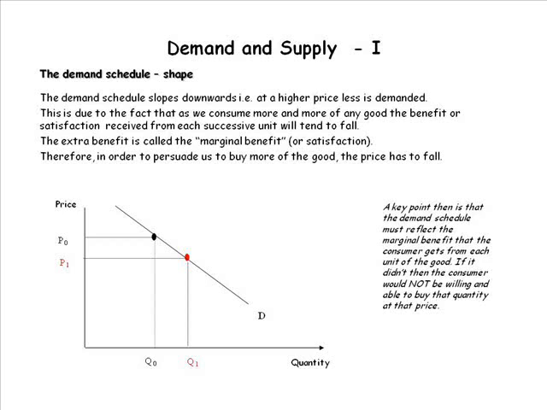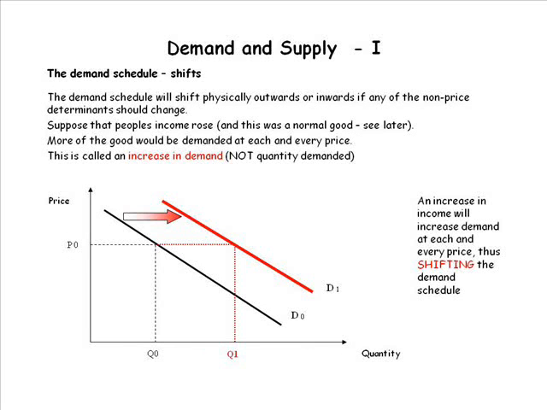Now, therefore, because that marginal benefit falls as we consume more, as quantity goes up, we have to have a lower price in order to persuade us to buy more of the good. We're now going to look at what happens to the demand schedule when some of the non-price determinants change. What's going to happen each time is that the demand curve is going to physically shift, and one of the tasks you're going to be asked to do is to determine whether it's shifting outwards or whether it's shifting inwards.